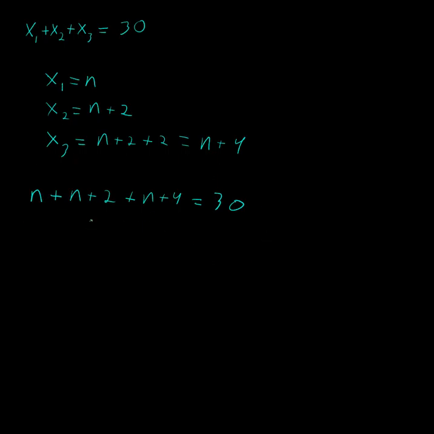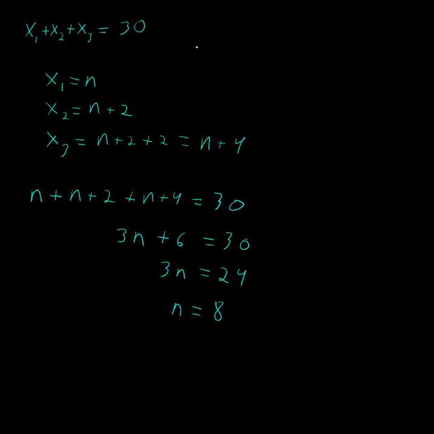So we add our like terms, so we get 3n plus 6 equals 30. So now we subtract 6 from both sides, and we get 3n equals 24. Now, if we divide both sides by 3, we get n equals 8. So we now have the value we need, and we can check ourselves.